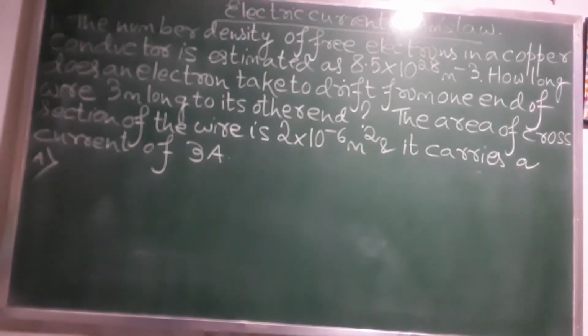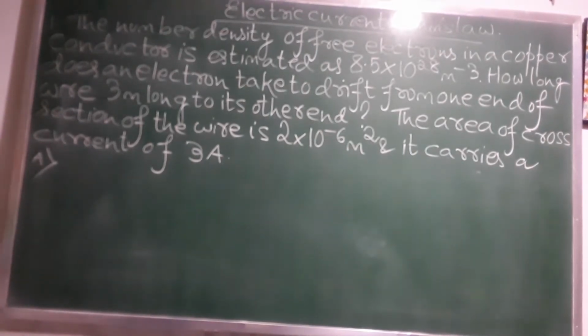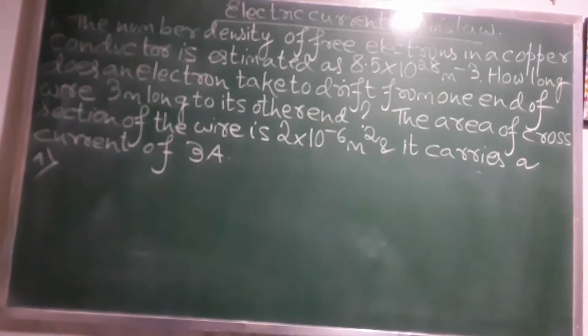Alright students, I am going to do some numericals today. The number density of free electrons in a copper conductor is estimated as 8.5 into 10 to the power 28 per meter cube. How long does an electron take to drift from one end of a wire 3 meter long to its other end? The area of cross section of the wire is 2 into 10 to the power minus 6 meters square and it carries a current of 3 ampere.